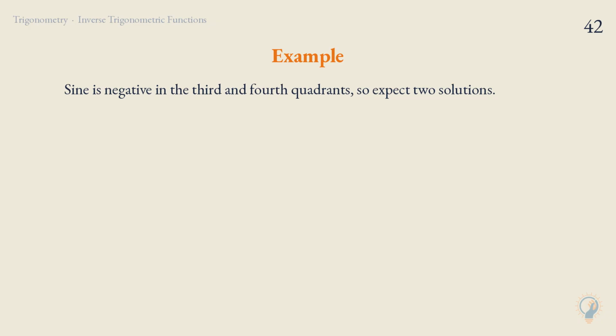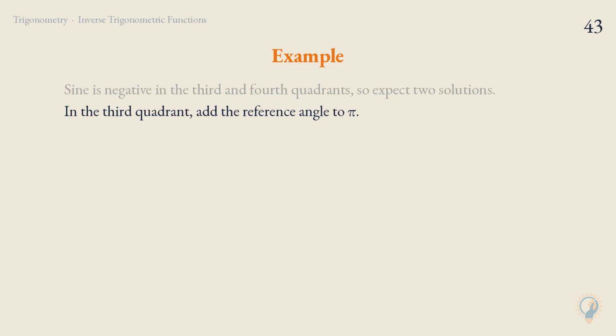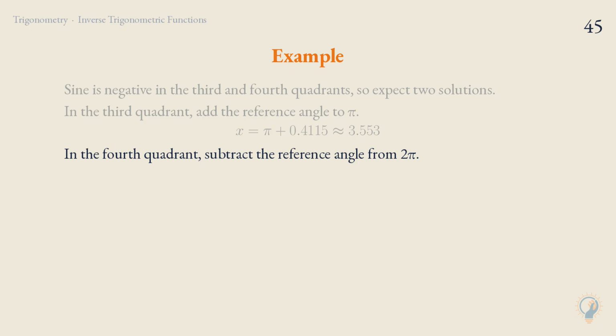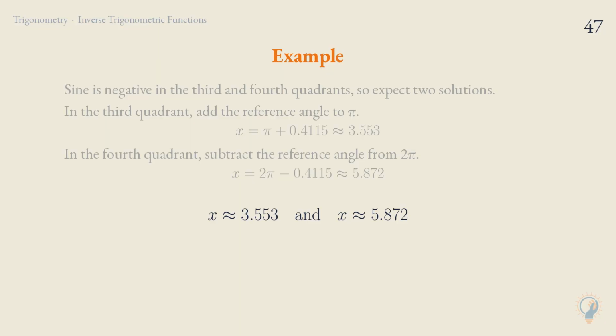Sine is negative in the third and fourth quadrants, so expect two solutions. In the third quadrant, add the reference angle to pi. X equals pi plus 0.4115, which is about 3.553. In the fourth quadrant, subtract the reference angle from 2 pi. X equals 2 pi minus 0.4115, which is about 5.872. The two solutions are x is about 3.553 and x is about 5.872.